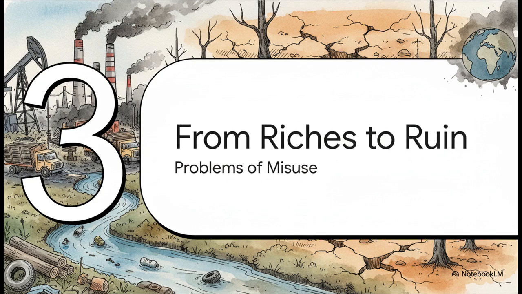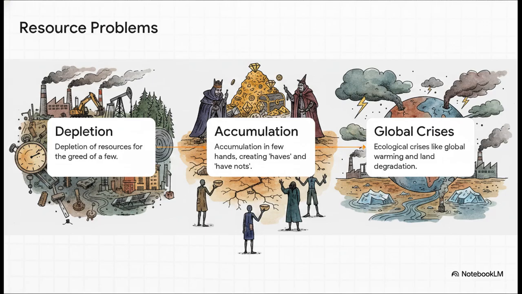This is where the story gets really important for our planet's future. You're going to want to pay close attention to these 3 points because they are tailor-made for a long answer question. First, we use resources up way too fast. Second, the wealth from these resources gets concentrated in just a few hands, creating this massive gap between the haves and the have-nots.